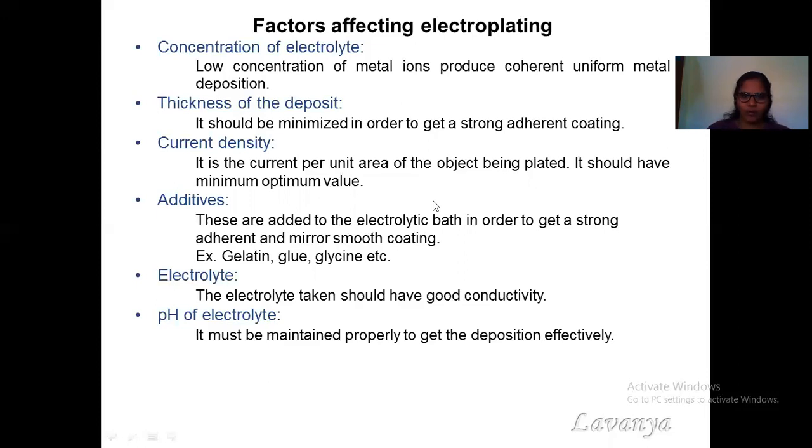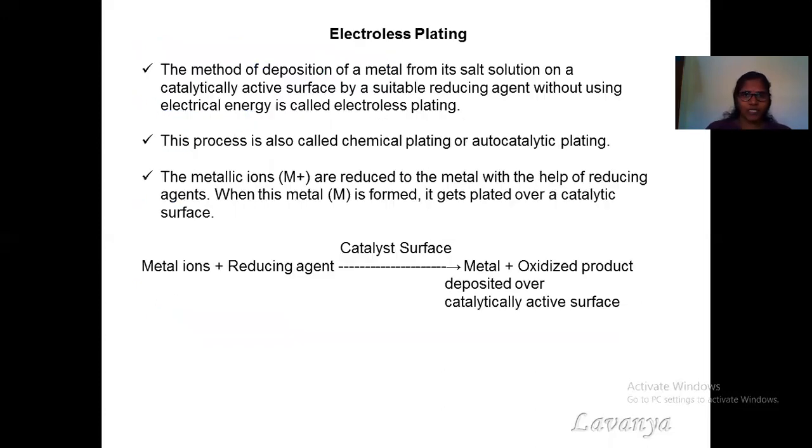a smooth, mirror-like finish. And the electrolyte we are taking should contain the ions that we want to coat on the base metal, and obviously it should have good conductivity. And the pH of the electrolyte should also be maintained in order to get efficient deposition.